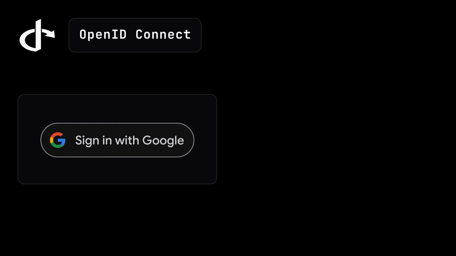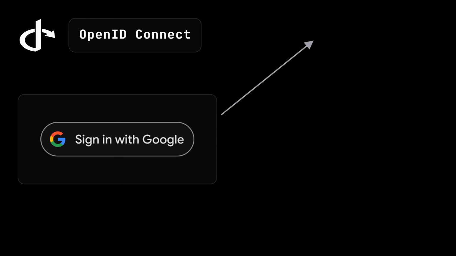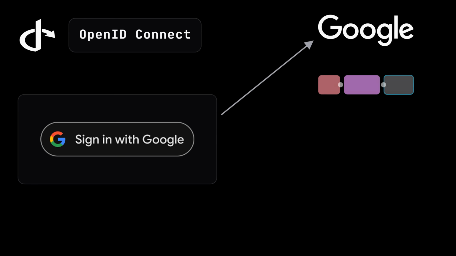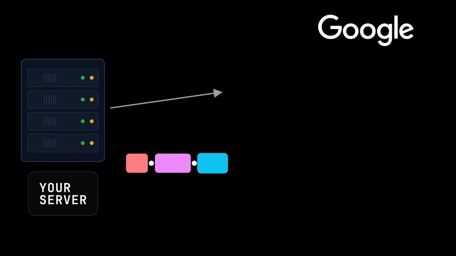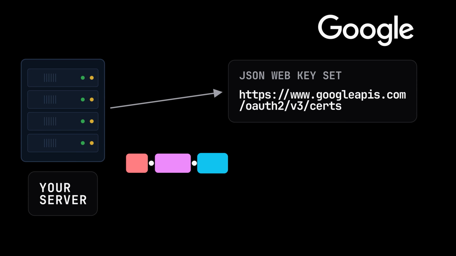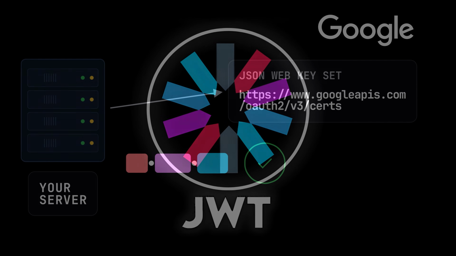For example, take OpenID Connect and Sign in with Google. After your user authenticates with Google, Google creates a JWT and signs it with its private key. Then when your server receives the token, it reads Google's public key from Google's JSON Web Key Set endpoint and uses it to verify Google's signature on the token.